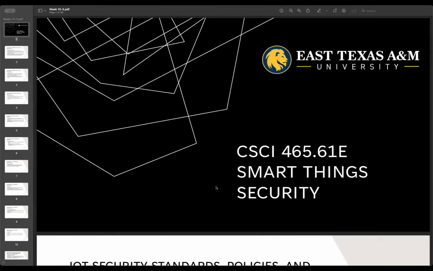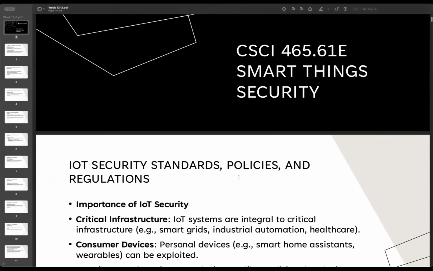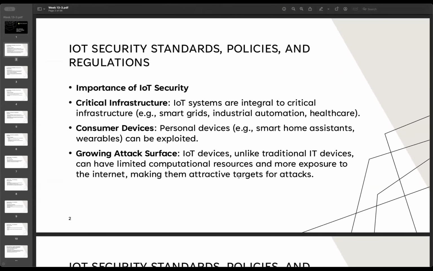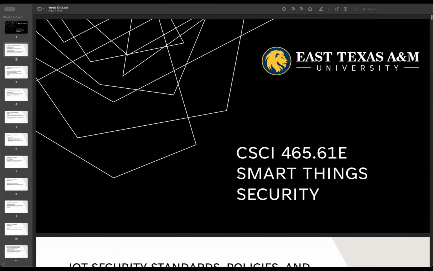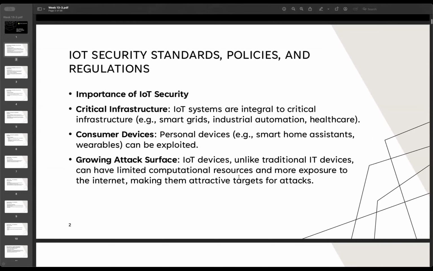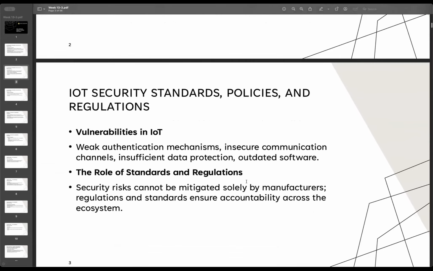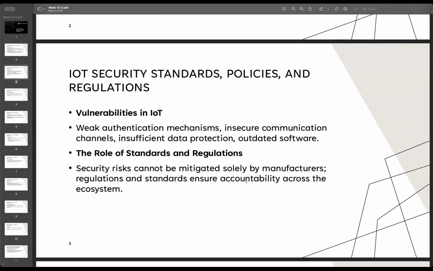This one is a really long page, but it's not the main focus. It's related to security standards, policy and regulation when we talk about cybersecurity and coverage. We just need to know what these security policies are. You don't have to memorize all of it, but just know what they are used for. The role of standards and regulation is important because risks are not mitigated solely by the manufacturer. All these regulations and standards can ensure accountability across the ecosystem.